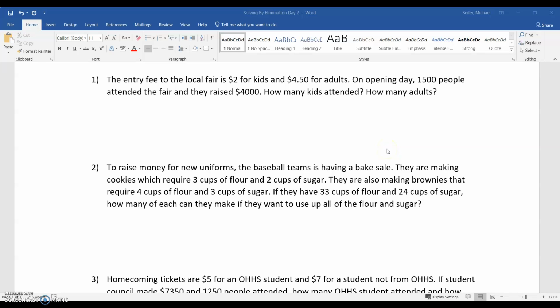All right, y'all, here we go. Day 4 of the e-learning. Today we're going to look at solving elimination again. These are going to be different problems. These are going to be a little bit harder problems.